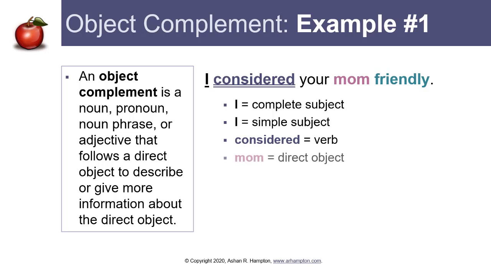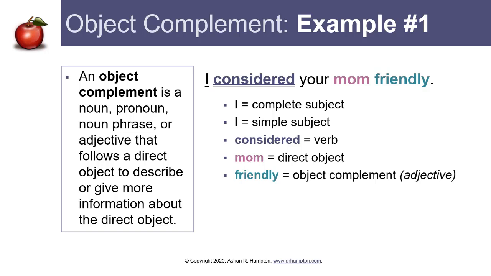I is the complete subject. I is also the simple subject. Considered is the verb. Mom is the direct object. And friendly is the adjective, which serves as the object complement. Friendly is describing mom. Mom is the direct object. Therefore, friendly is the object complement, which is further describing mom, the direct object. Do you see how they all relate?